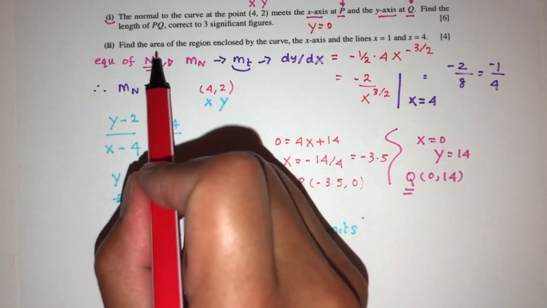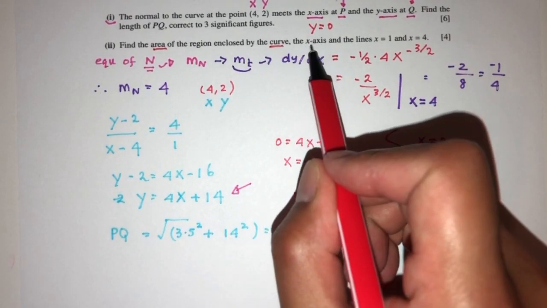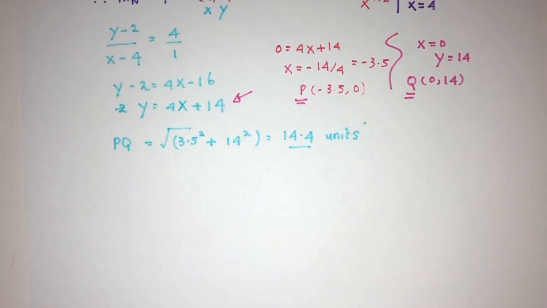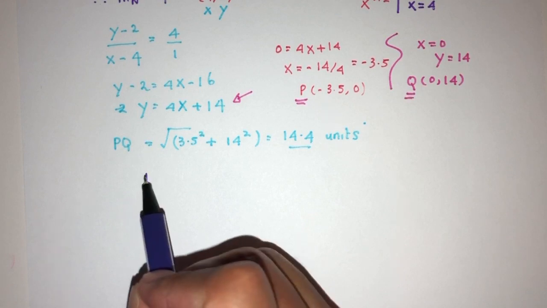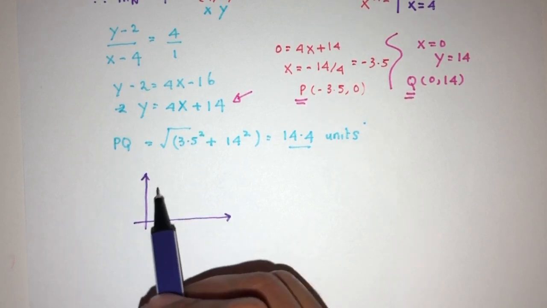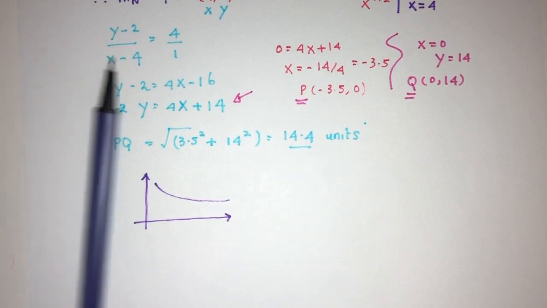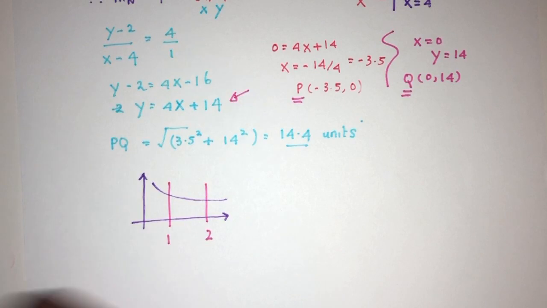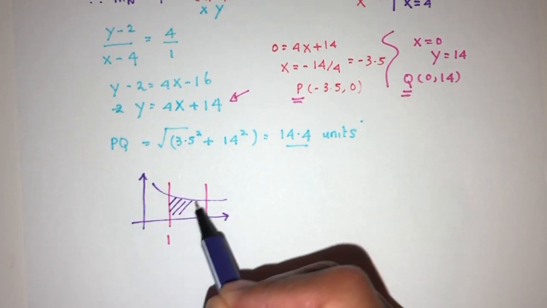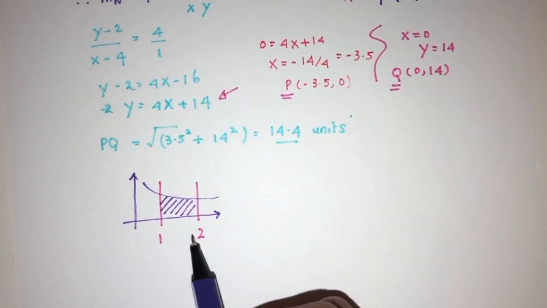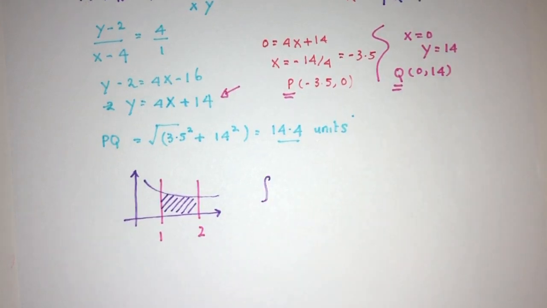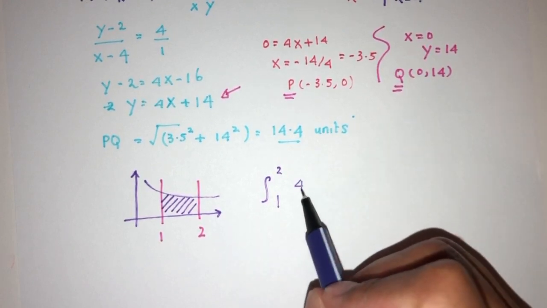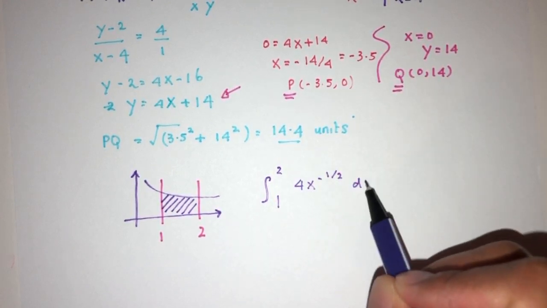Now for part 2, we have to find the area enclosed by the curve, the x-axis, and the line this and this. So pretty easy. The main idea here is that we will have a curve, right? The shape will be somewhat like this. And we have two lines here, x equal to 1, x equal to 2, right? Now we have to find the area enclosed, which is the area under the curve between those two limits. So we have to find this by using integration. So we have 2 here and 1 here. And the equation is 4x to the power minus half with respect to dx.